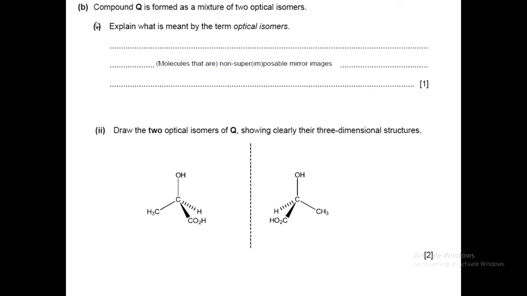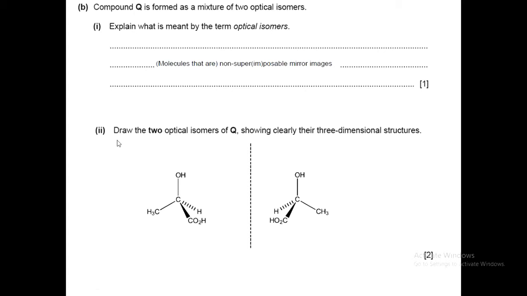Coming to the next part, that is B. Compound Q is formed as a mixture of 2 optical isomers. Explain what is meant by the term optical isomers. The basic definition of optical isomers is that they are molecules that are non-superimposable mirror images of each other, which could not be superimposed on each other. So they are mirror images of the same molecule that has a chiral carbon. This is the answer that is to be given in this part.